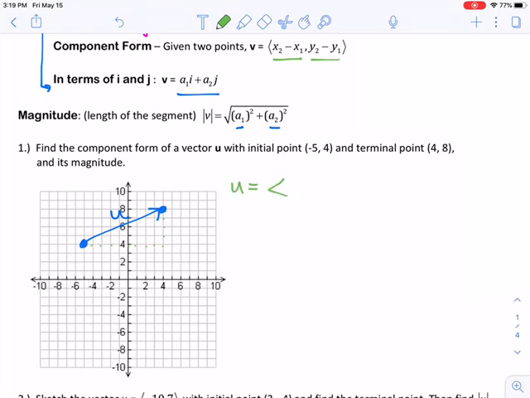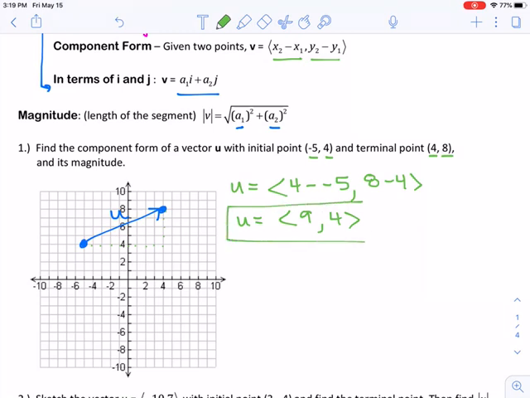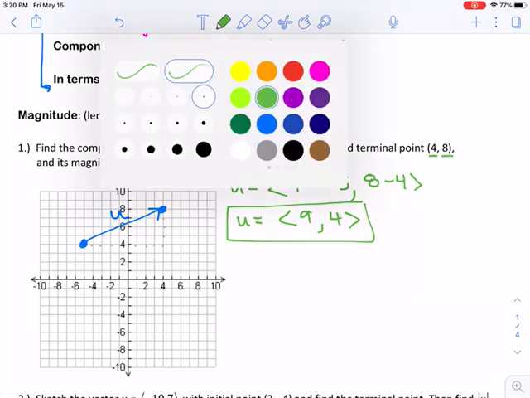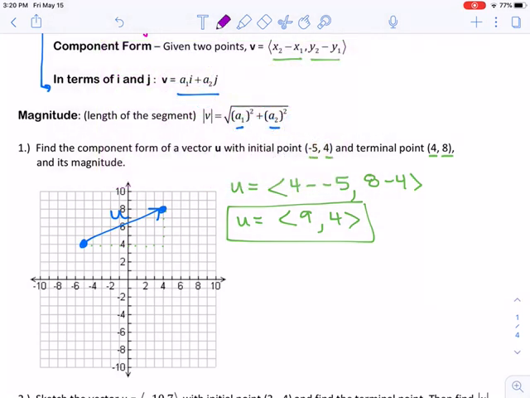My vector u is going to be the difference of my x's, 4 minus a negative 5, and the difference of my y's, 8 minus 4. So you can see that algebraically we also get the same vector that travels forward 9 and up 4. If I want to find its length, notice that when we traveled forward 9 and up 4, we created a right triangle. So using the Pythagorean theorem, we can find the magnitude, the length of vector u, by taking the square root of my x component squared plus my y component squared.